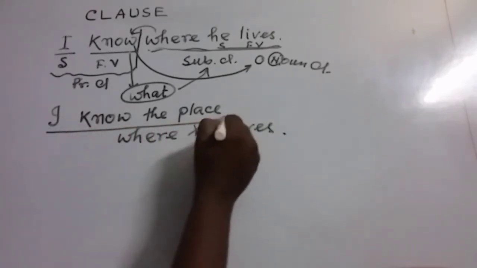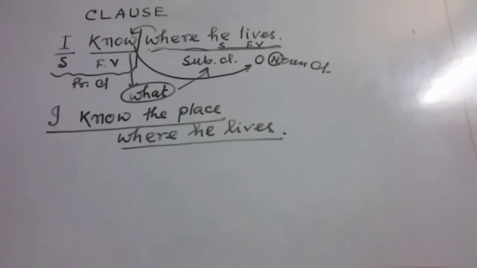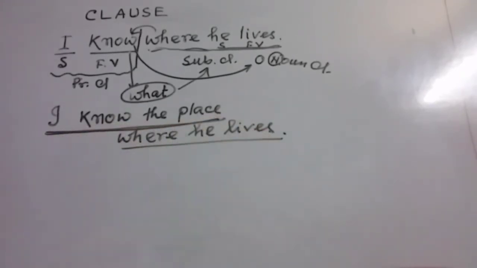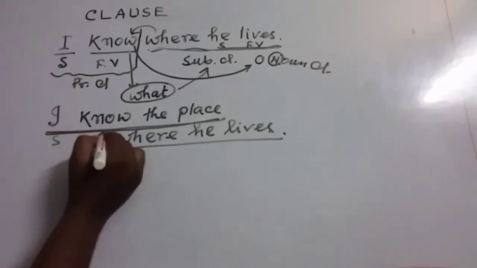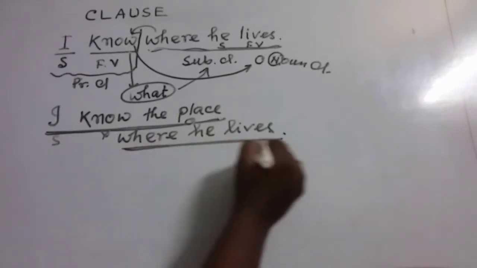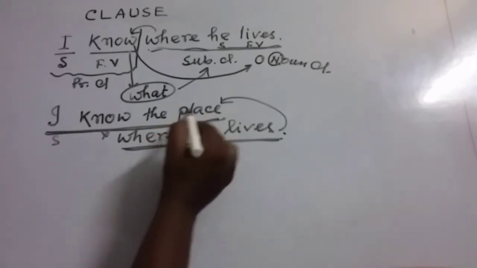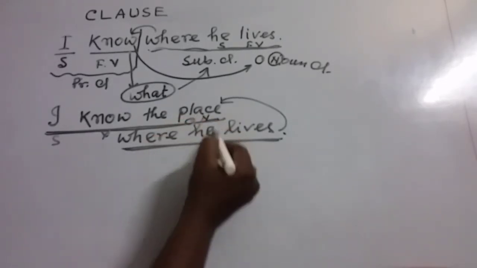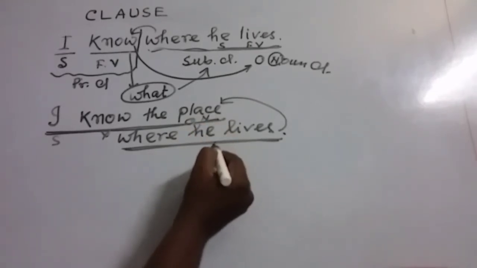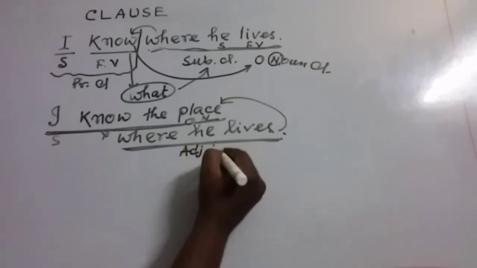I know the place. This is the principal clause. Where he lives. This is the subordinate clause. Now, my dear friends, here this is the subject, this is the verb, and this is the object. The place is the object. And this group of words is saying something about this place. So it's a noun, and this part is saying something about the noun. So obviously it's an adjective. As it is a clause, it will be called an adjective clause.